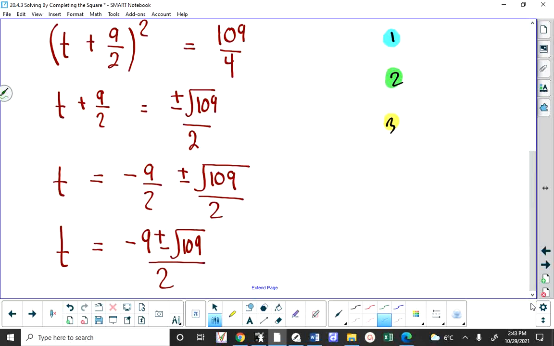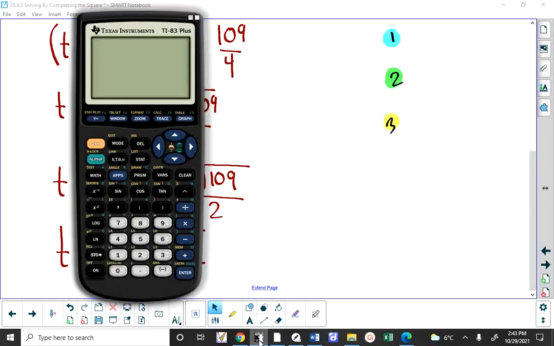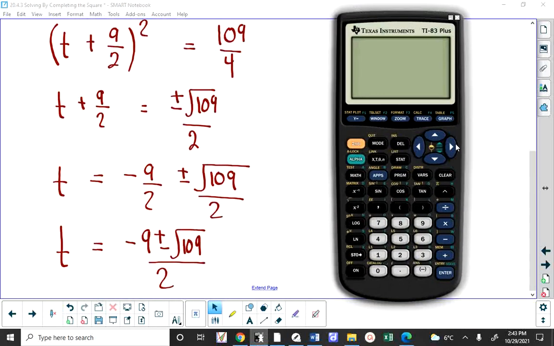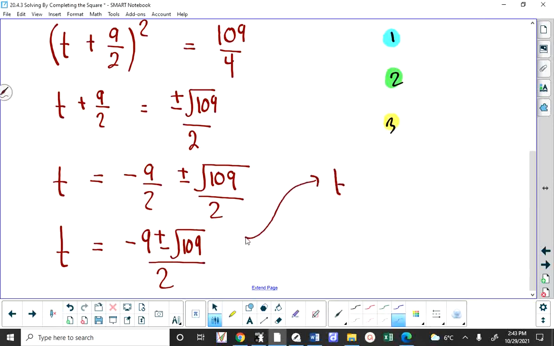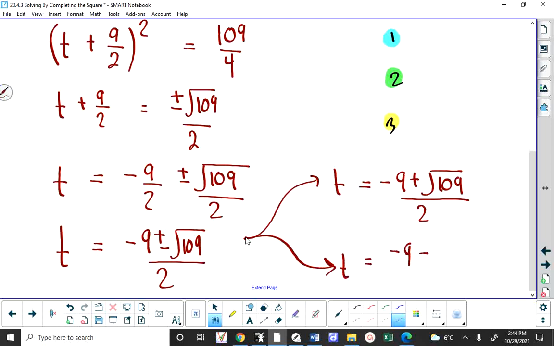If I did want you to evaluate back in the classroom what these numbers are, well, I'll ask you to do this. t is negative 9 plus root 109 all over 2, and t is negative 9 minus root 109 all over 2. Can you please calculate those in decimal form?